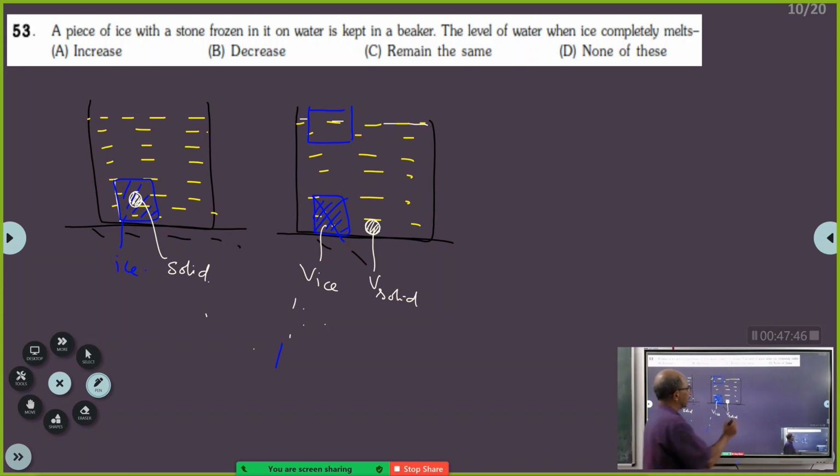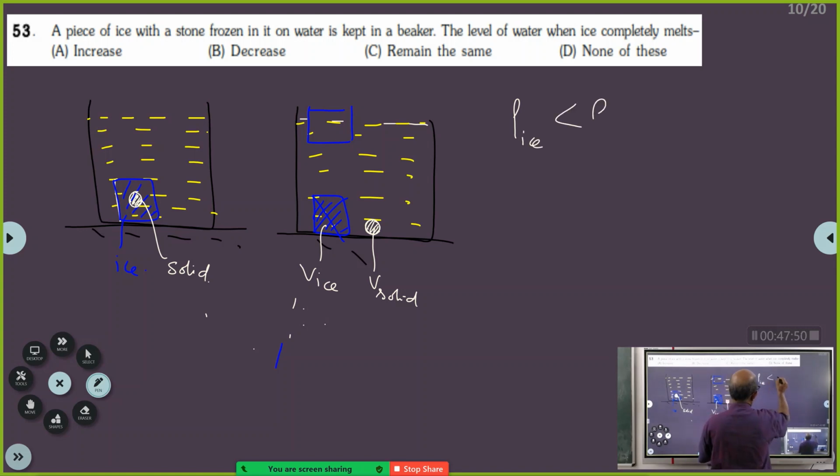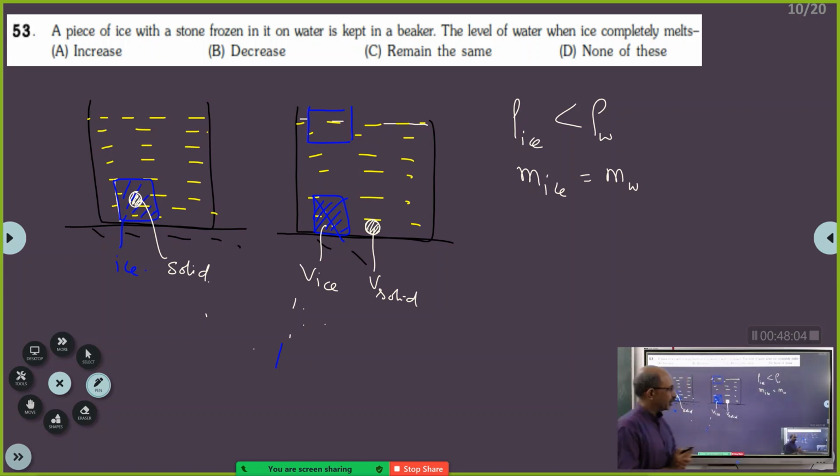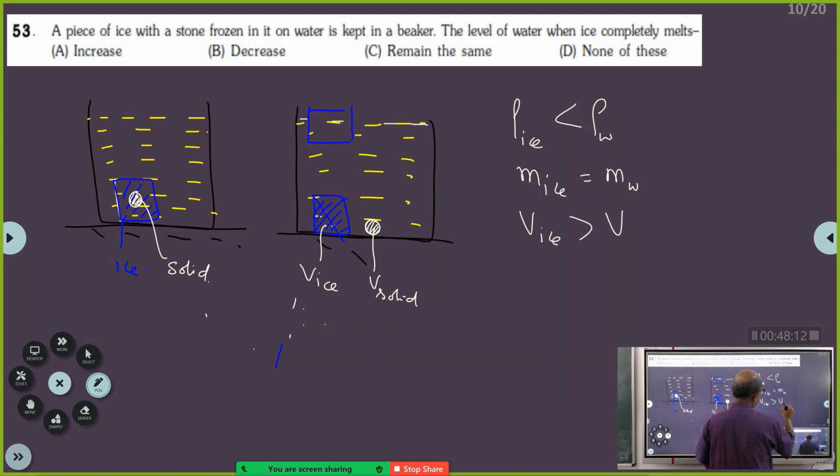So what I am trying to tell you is the density of ice is less than density of water. That means the mass is same. The mass of ice and the mass of water that it is going to get is same. Mass will not be changed. So therefore, now the volume of ice should be greater than volume of the water. Correct? Going by these relations.